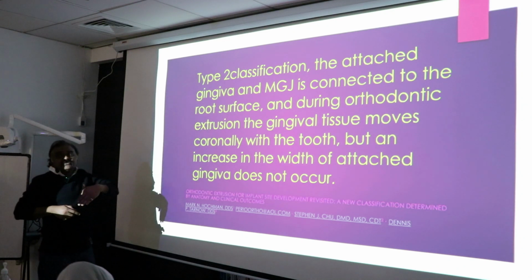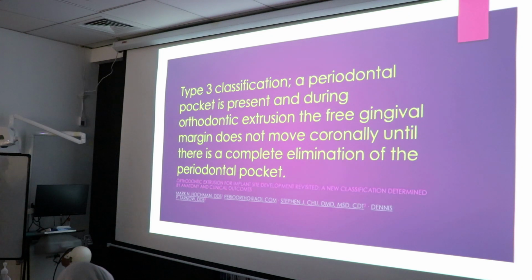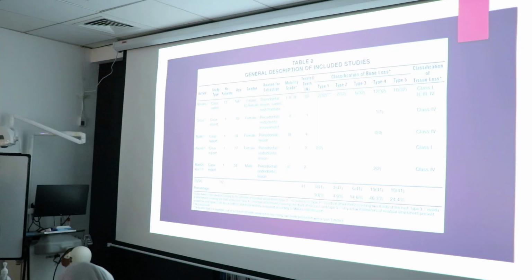So only the gingival tissue is going to come down, your attached gingiva is not going to come down. And third one is the classification here. This is what I said. I'm not going through this tabular. Do not get intimidated by this table which I'm showing here. This is what I was stating.